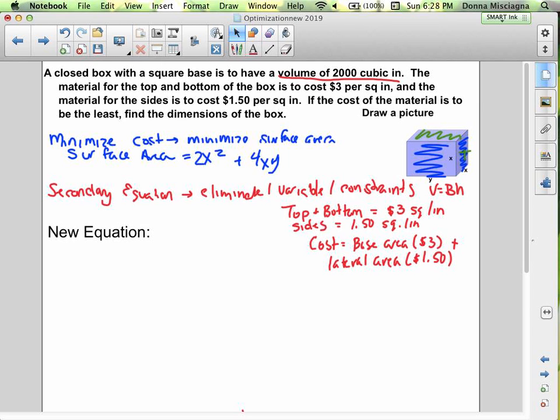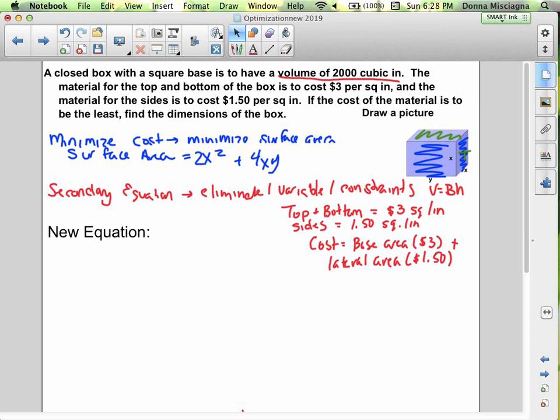Also, we have to consider the price of the top and the bottom, because the top and the bottom cost more. So top and bottom, $3 per square inch. This must be made of something really impressive. The sides cost $1.50 per square inch. So the total cost is going to be the base area times the cost, $3, plus the lateral area times the cost, which is $1.50.